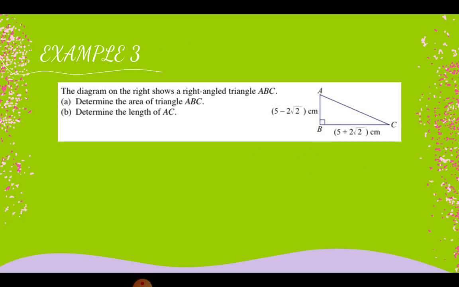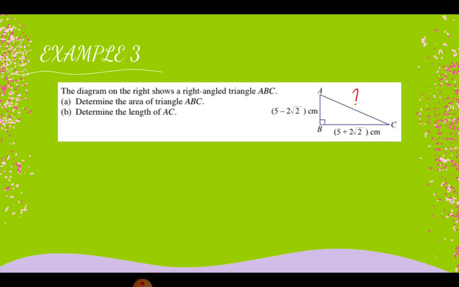Okay, next. Let's look at B. Determine the length of AC. So, what is the length of AC? As you can see, the triangle given is right angle triangle, and we have two sides. So, what comes in your mind when we talk about right angle triangle? Two things must come into your mind: whether you are going to use Pythagoras theorem or trigonometry.